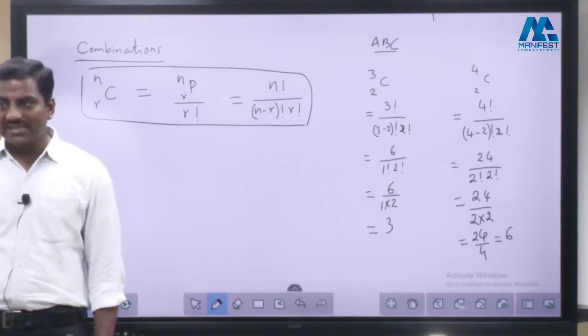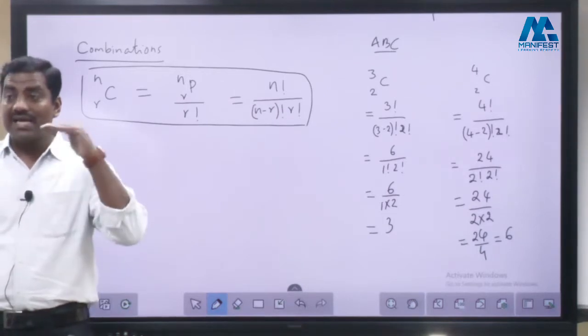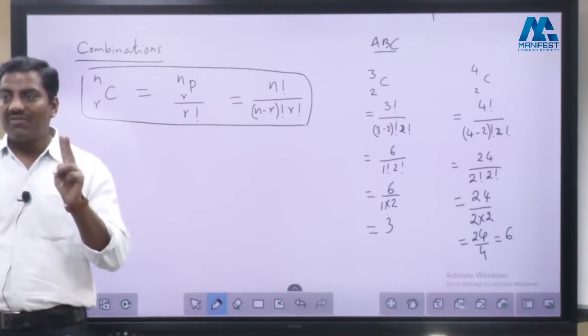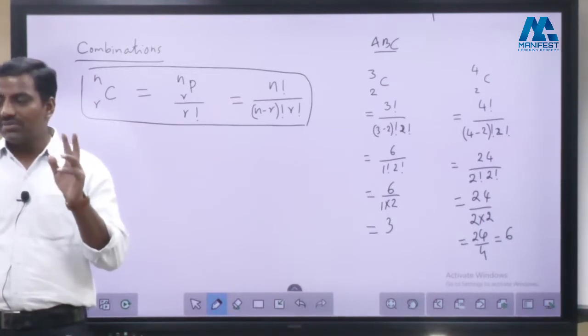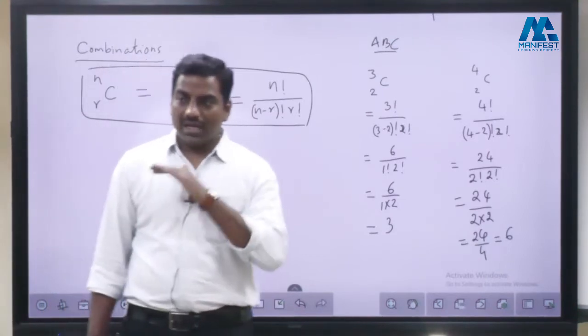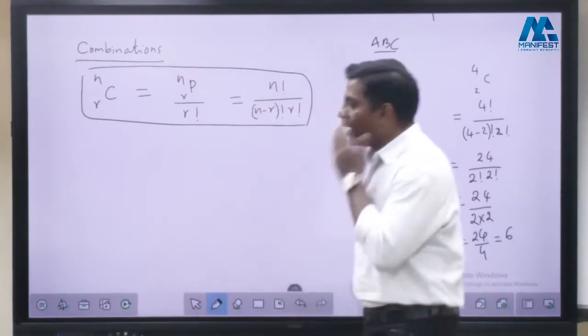Yes, definitely they are less in number compared to permutations. How many less? Exactly they are half. Because here the r value is 2. When r value is 2, we will divide something by 2 factorial. That is nothing but dividing by 2. So we'll get half the number. Yes. But I'll show you some fun.